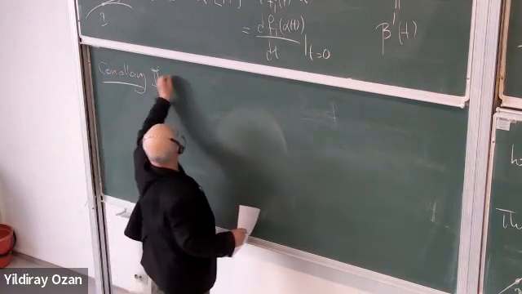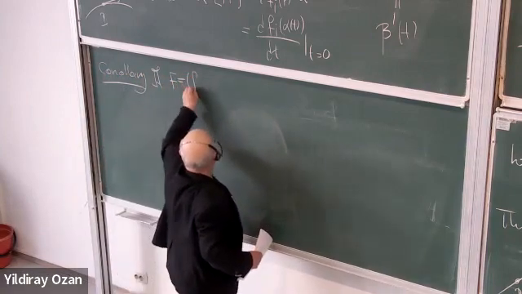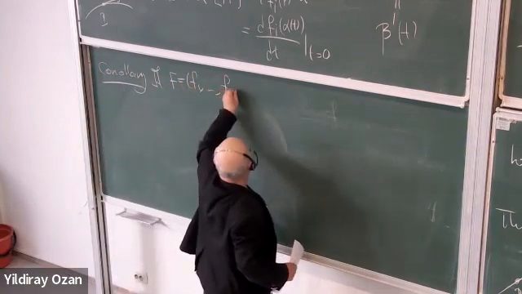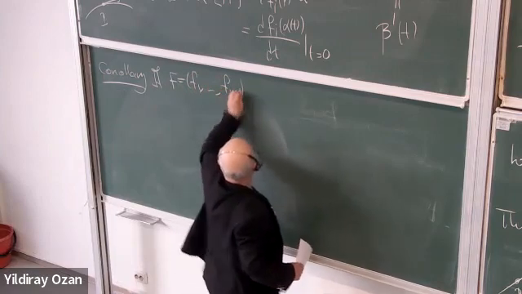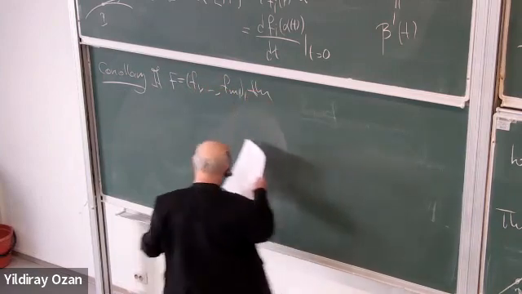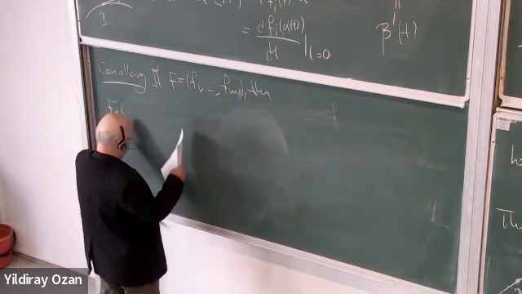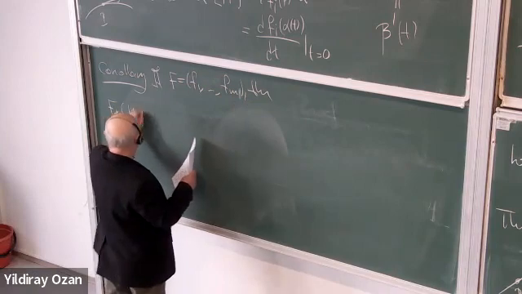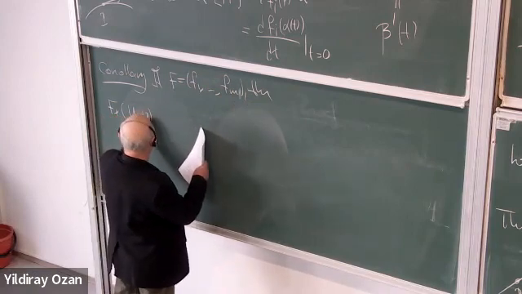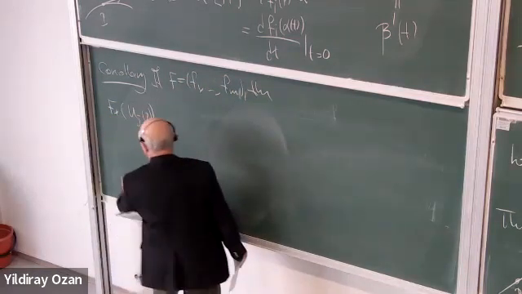If f is as usual this, then f star of uj at p. So what is uj?